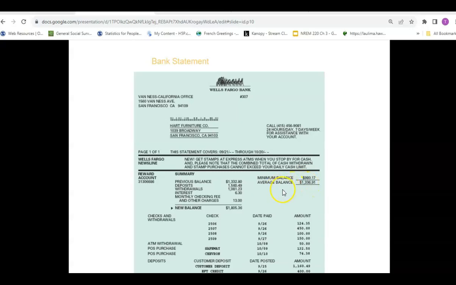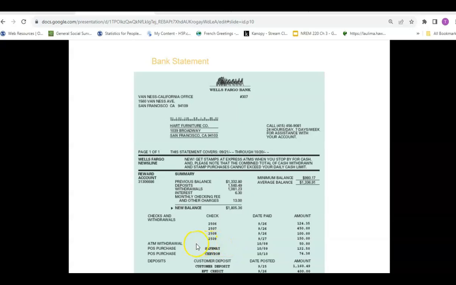In this example here, we also have a minimum balance. So this just tells me that $980.17 was the lowest that our account had during this time period of 9/21 through 10/20. And it also shows us our average balance for that time period. Okay, so below our summary, we have checks and withdrawals. So here we have each check listed that we wrote out, the date that it was processed through our bank, and the amount for each check.